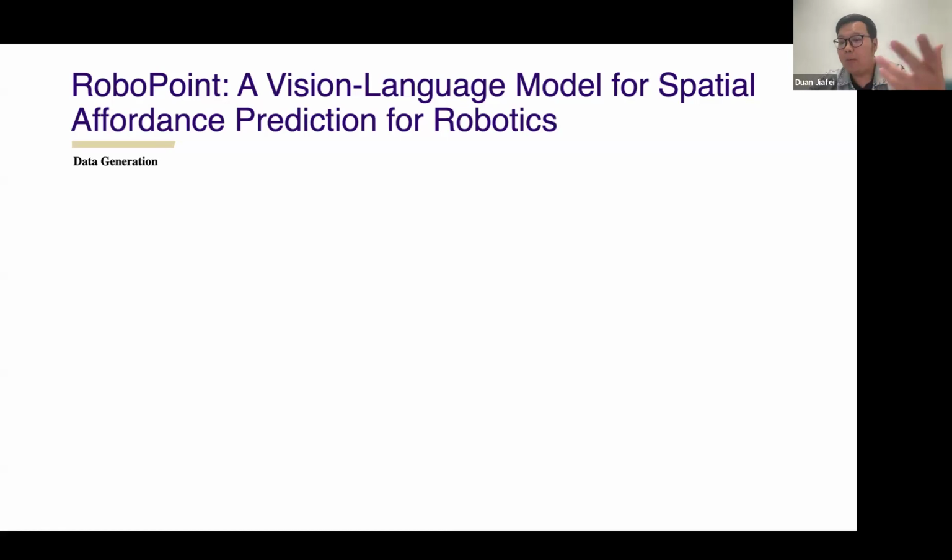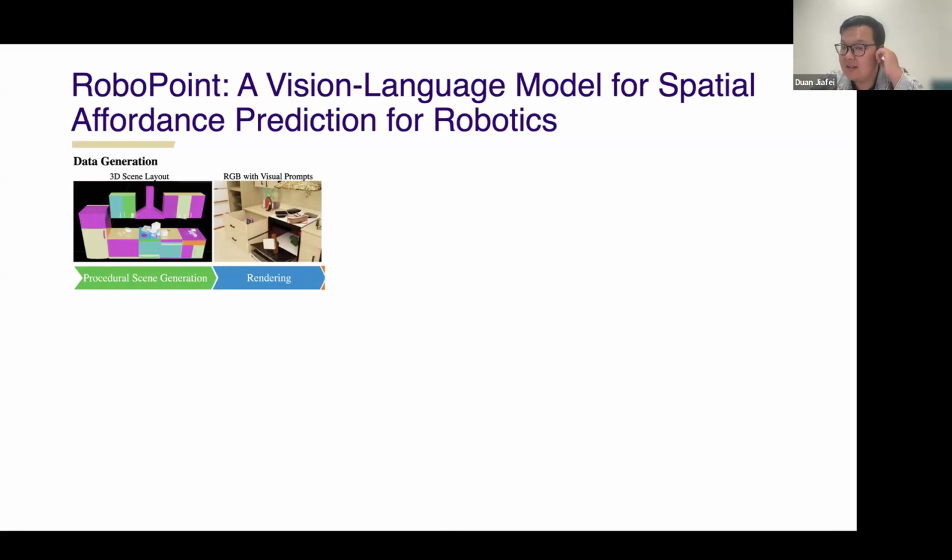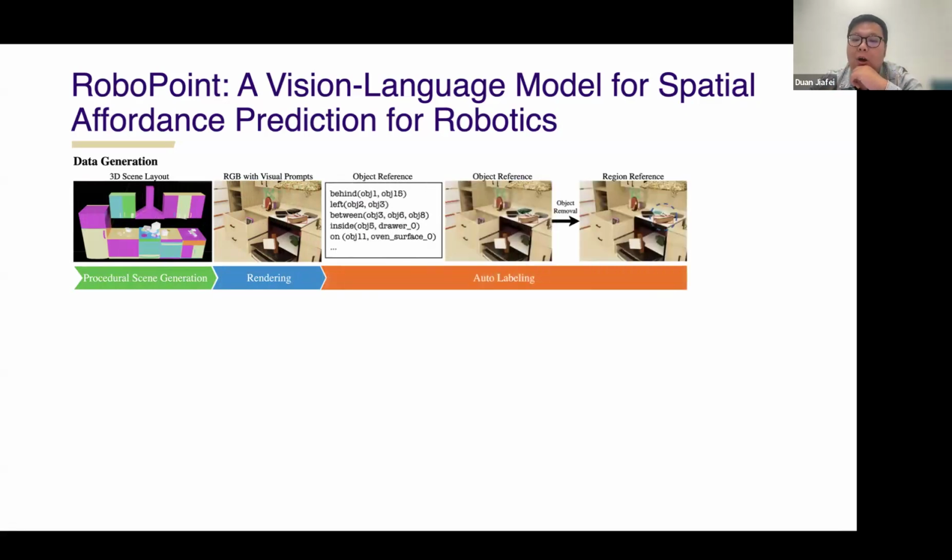RoboPoint works in a similar way as AHA. Basically, we do data generation in simulation. We generate many procedurally generated 3D scenes in simulation, and then we have RGB images with visual prompts. We put in object assets, and we know exactly where each object asset is relative to the others, because these are all in simulation. And then we are able to do object reference.